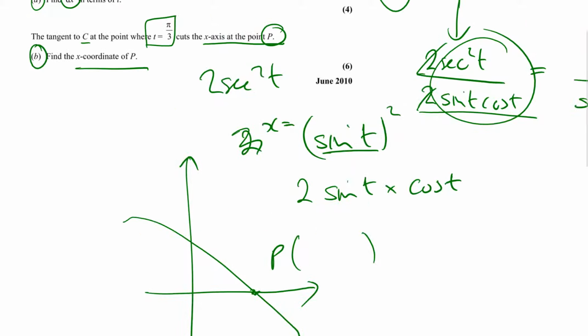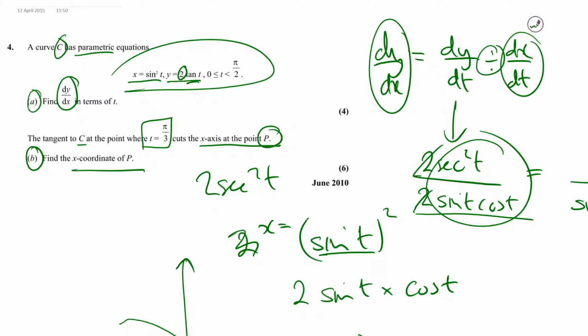So we've got our function, this is the graph, and what we're going to do now, how are we going to find out the position of P? Find the gradient? Nope. Okay, so we know it cuts the x-axis at P. When you cut the x-axis, what do you know? What fact in terms of numbers do you know? Y equals 0. Okay, so we know when t equals pi over 3, y equals 0.